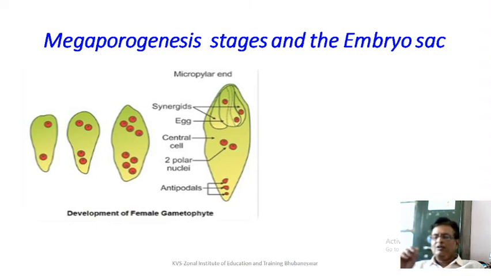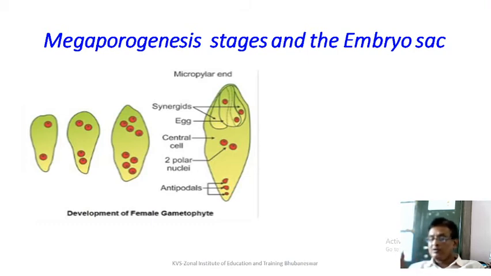And these 8 cells slowly reorganize into a 3 and 2 arrangement. The 3 that go to the top, you call them antipodals. The 3 which are present at the micropylar end, 2 of them are synergids and 1 is the egg. Together you call it the egg apparatus. And there are 2 central cells. You call them the polar nuclei.